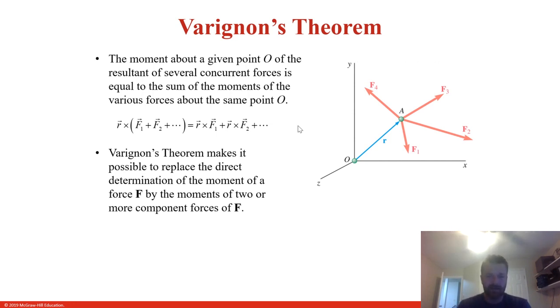But if you read Varignon's theorem and it just sounds confusing, basically it's just telling you if you're trying to find the moment of a set of forces acting upon a body, you can just add all the forces together first, find the resultant, and then find the moment of that resultant.